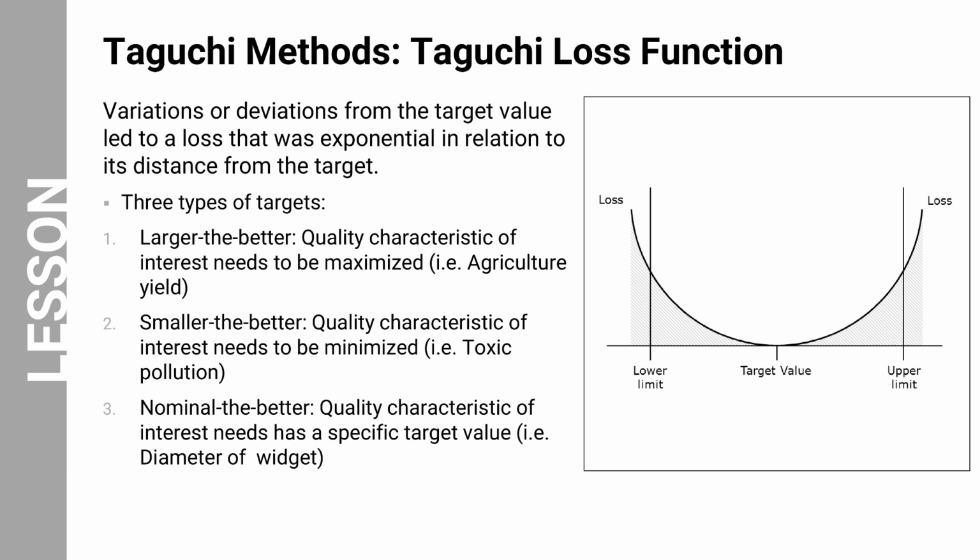The method addresses three types of quality targets: larger the better targets, where characteristics need maximization, as seen in agricultural yield; smaller the better targets requiring minimization, such as toxic pollution reduction; and nominal the better targets demanding specific values, such as achieving precise widget diameters. The figure you see here shows the nominal the better loss function. As this figure shows, the loss, marked in gray, increases as the product lies further to the left or the right of the target value.